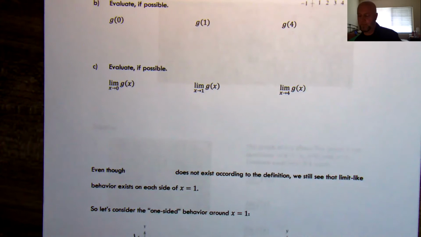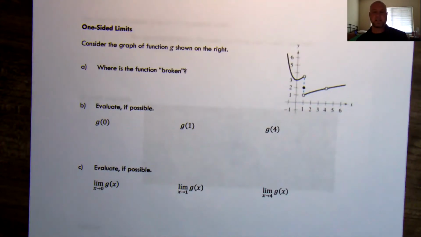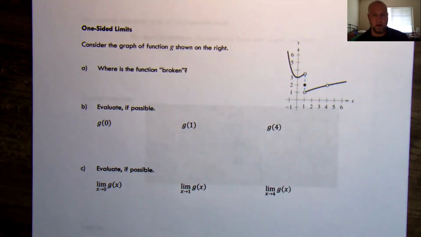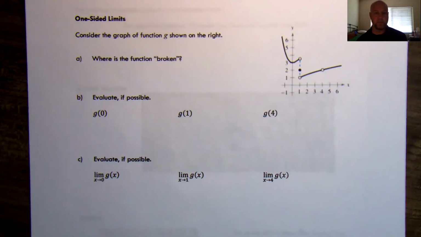All right, let's take a look at some limits that are one-sided. So in a one-sided limit, we don't have that condition of approaching from both sides. We're looking at the two sides individually.